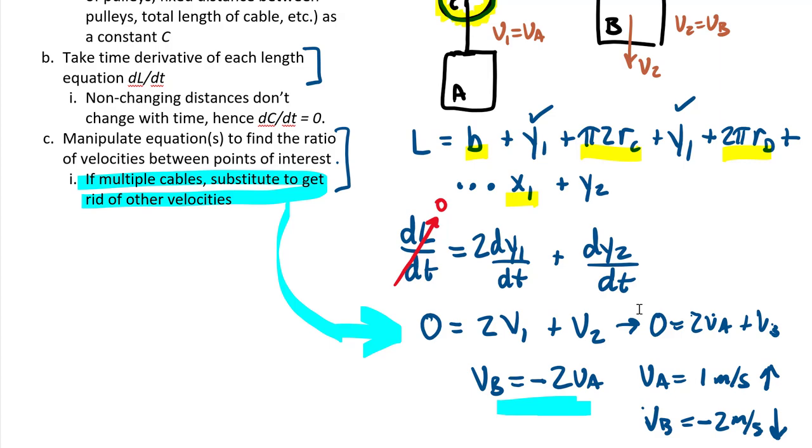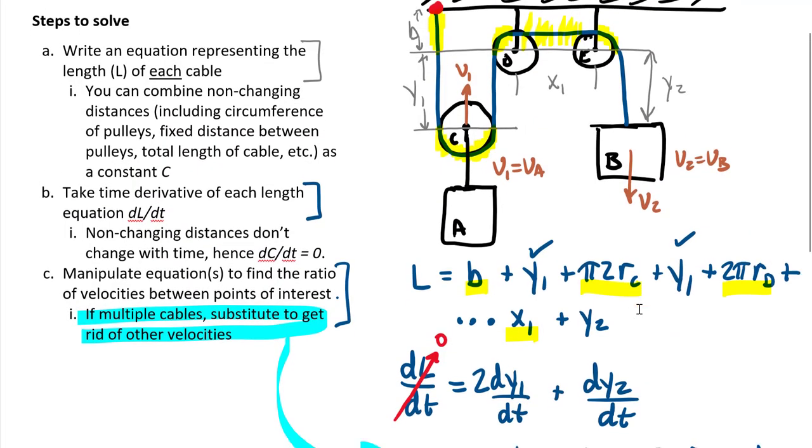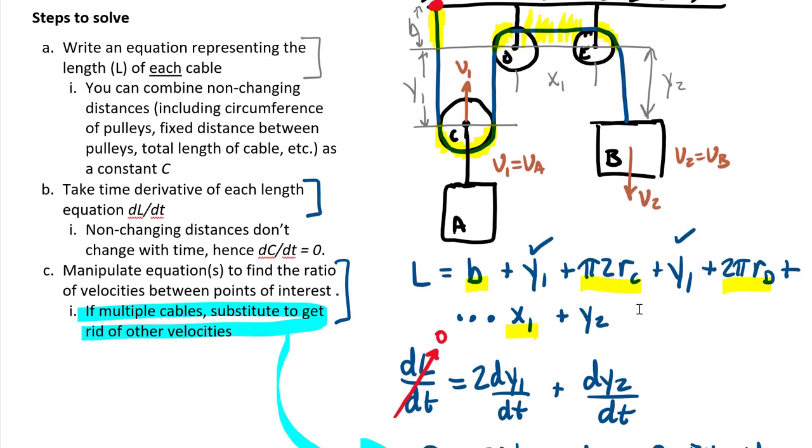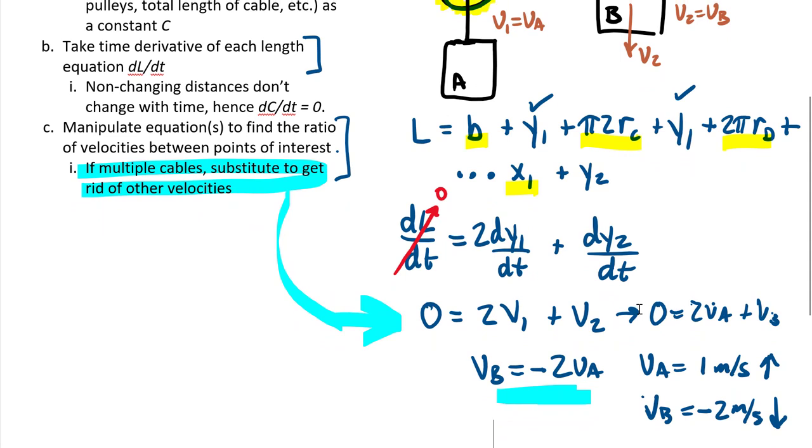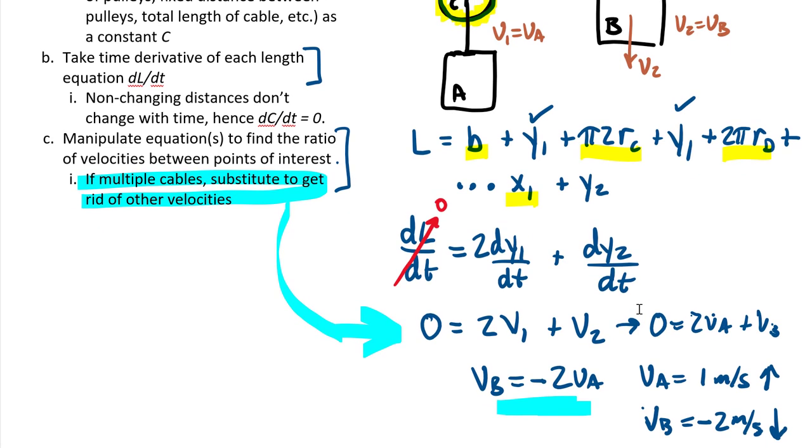Hopefully this gives you a good overview, not only of the steps to solve one of these dependent motion equations, but also an example to see how it's applied. Now, I will say that there are multiple ways to solve these dependent motion problems. This length equation approach is probably the simplest one overall. We'll actually show you another one as we get into chapter 16 in the second half of this class, but this is the one that we'll use for now.